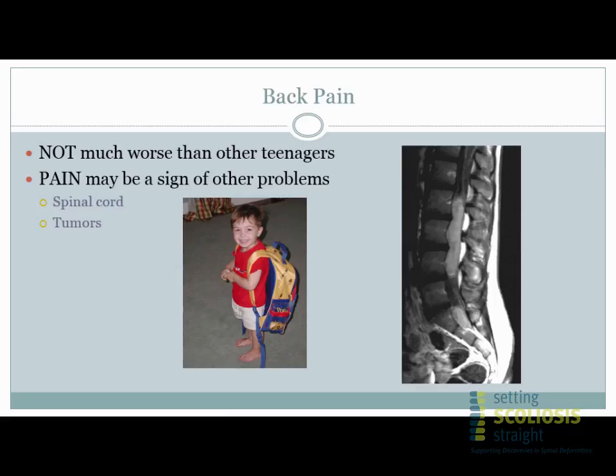Do kids have back pain? That's always another question that comes up. Yes, but is it any worse than any other teen? Probably not. So when we think of scoliosis and back pain, it's less common than you would think. And the truth is, when we do hear it as a chief complaint, we worry that something else is going on and not scoliosis.